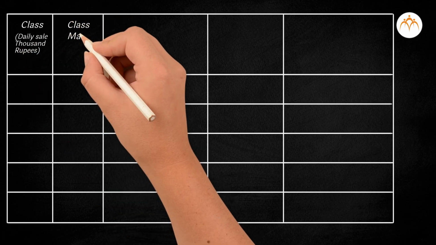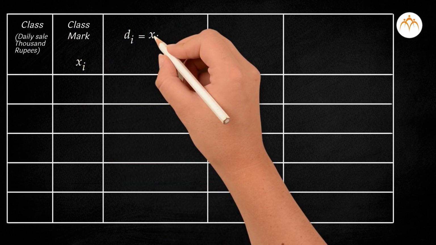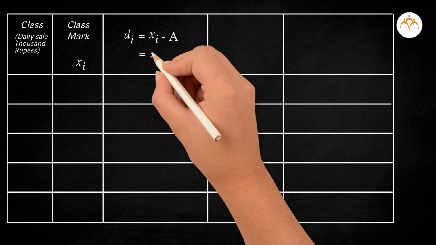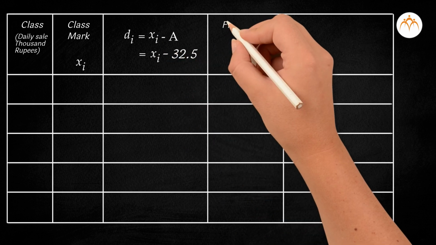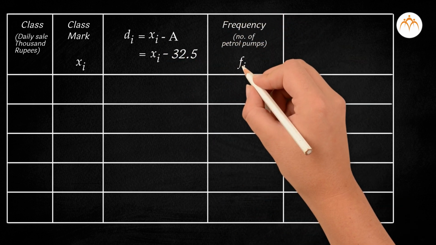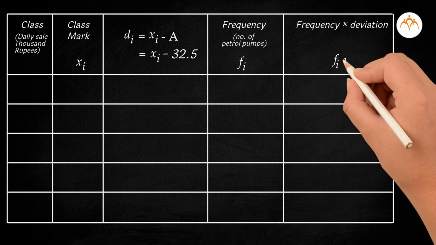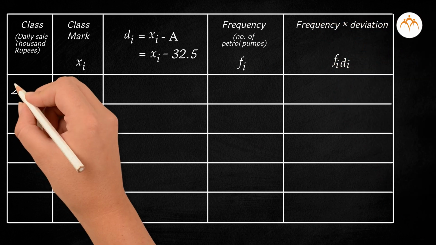Class mark, that is xi. di is equal to xi minus a, that is xi minus 32.5. Frequency, that is number of petrol pumps, fi. Frequency multiplied by deviation, that is fi di. Let's write down all the classes.